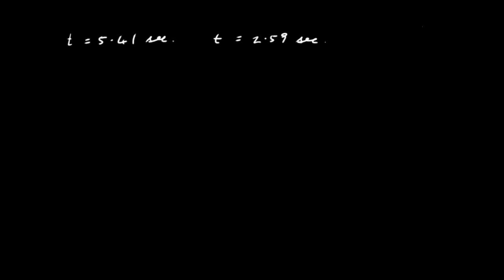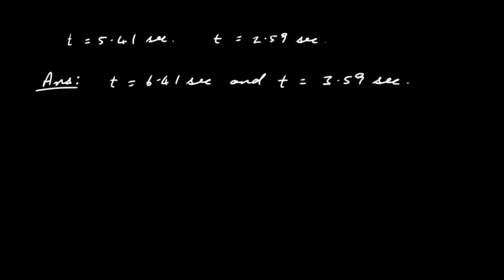So these are our 2 times after the first second, so what we've got to do now is just add a second to each in order to get the overall time for overtaking. So my answers are t is equal to 6.41 seconds and t is equal to 3.59 seconds. And that's it for question 1.